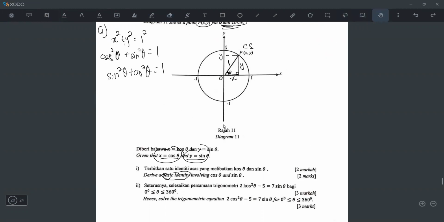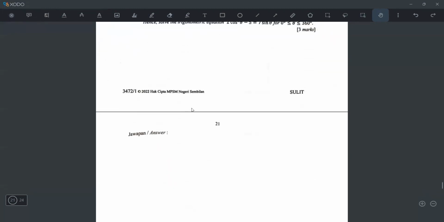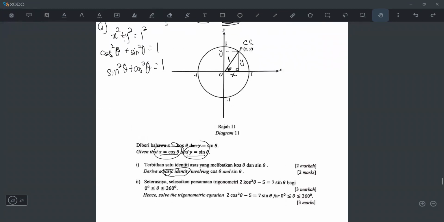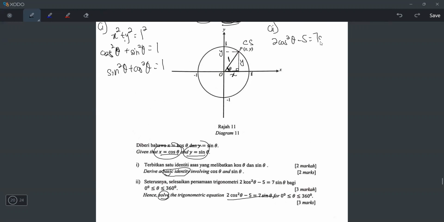Let's go to the last question. Question number 2. Let's just do it here. So question number 2 says, hence solve. Solve means find the unknown. Solve the trigonometric equation: 2 cos squared theta minus 5 equals 7 sine theta, and the angle must be between 0 and 360. Solve means find the unknown, so in this case, find theta.